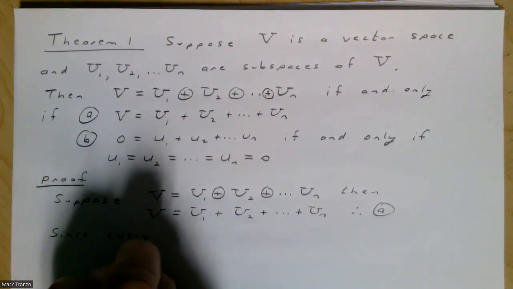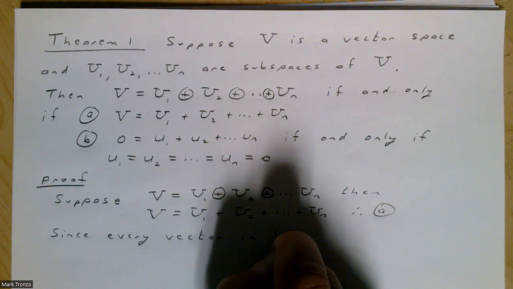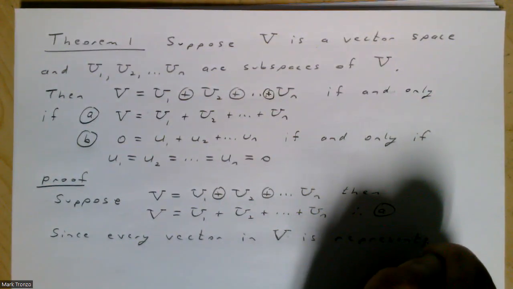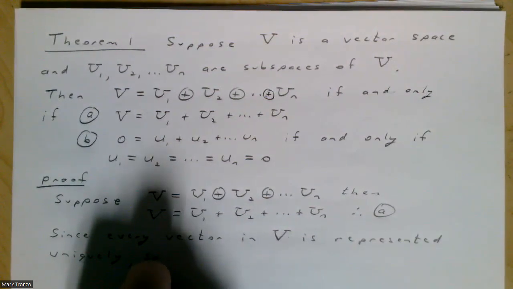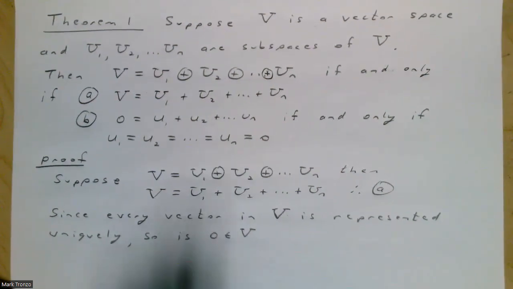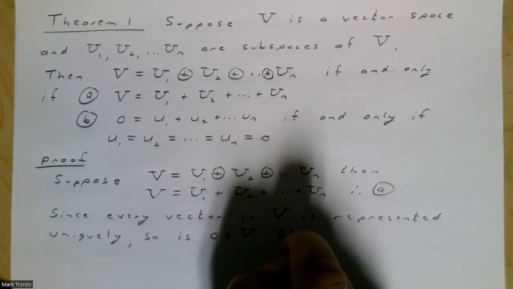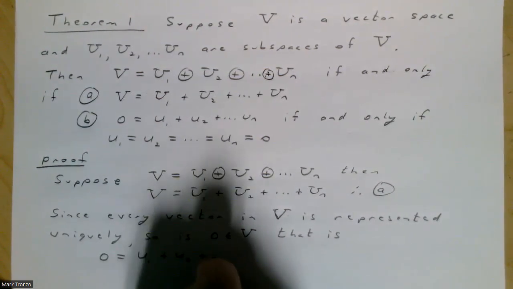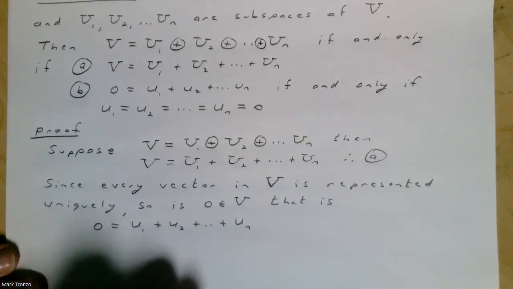since every vector in V, in our subspace V, is represented uniquely, so is 0 in V. It's going to be represented uniquely as members of each of these sets. That is, like this.